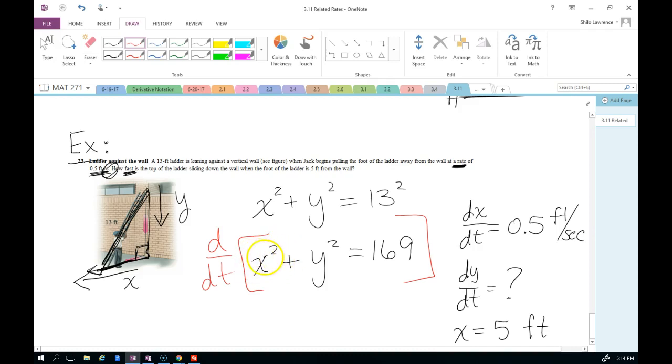So I can do the power rule on my x squared, and I get 2x. And then remember, it's implicit, so dx dt. Power rule on the y squared is going to give me 2y, and it's implicit, so dy dt. And then the derivative of 169, it's just a constant, so the derivative is 0.